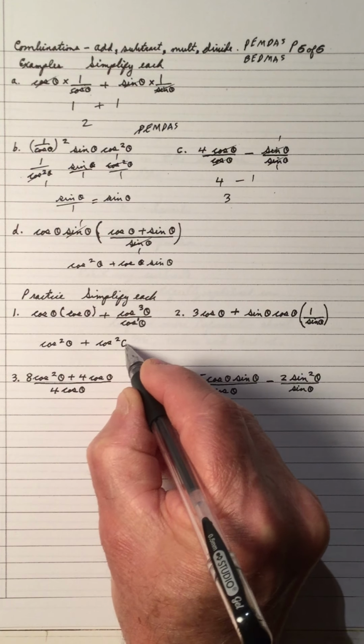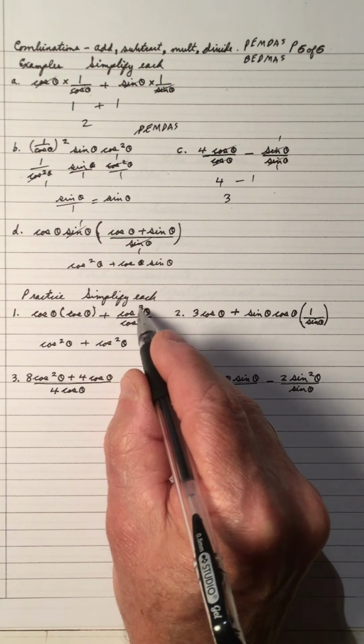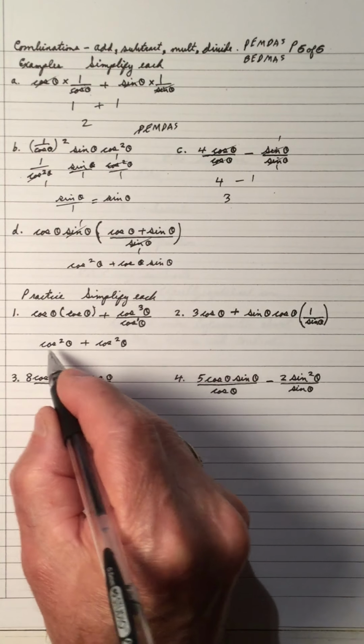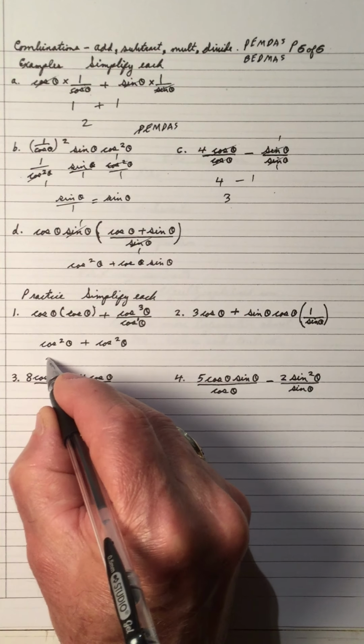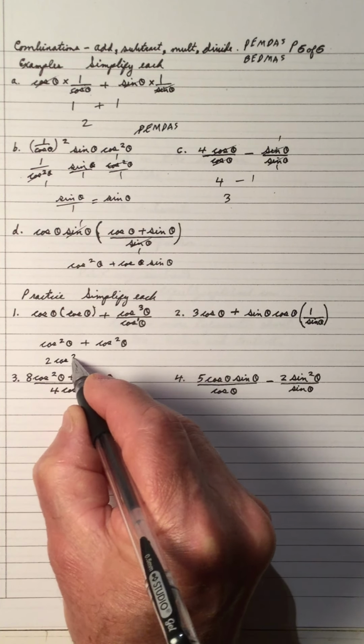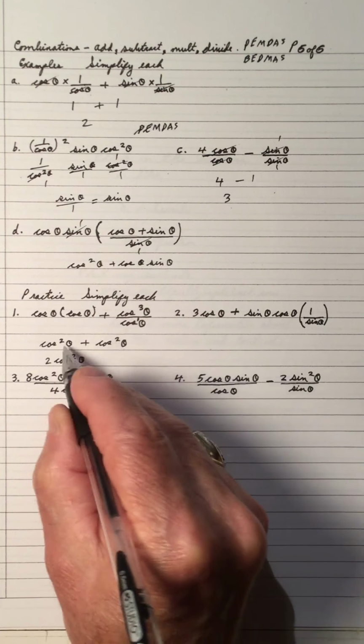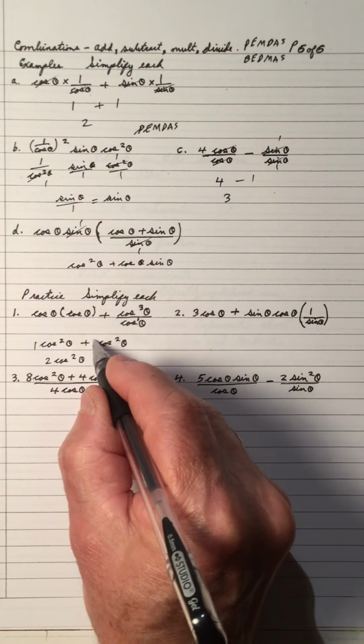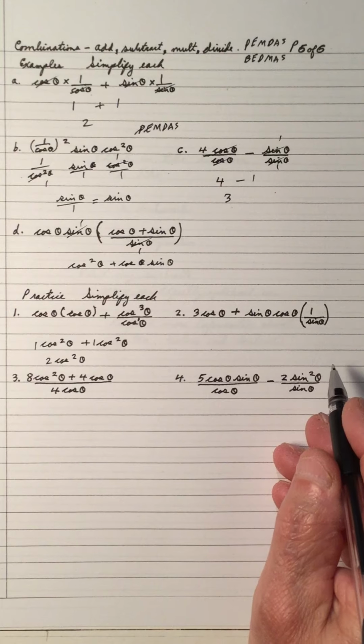When we divide, we cancel out. We subtract the exponents. And they're the same. So 1 plus 1 is 2. So 2 cos squared theta. They're like terms. So we get 1 plus 1 is 2 cos squared theta.